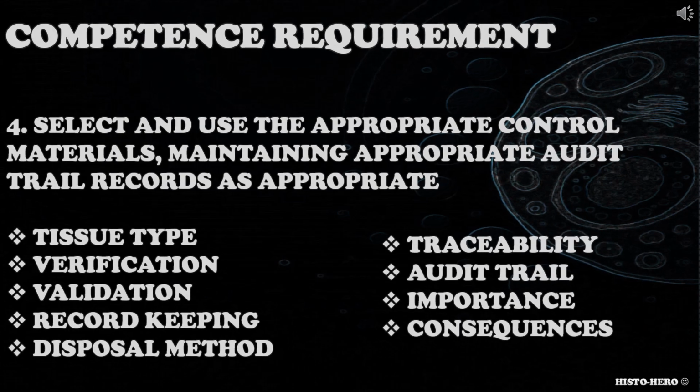The fourth competence requirement is select and use the appropriate control materials, maintaining appropriate audit trail records. Candidates should be able to select and use correct control material for demonstration methods. Does the candidate use correct control material for relevant demonstration method? Do they maintain correct trail for control material used? Do they produce appropriate control material for each demonstration method?